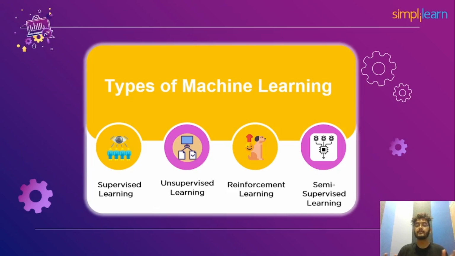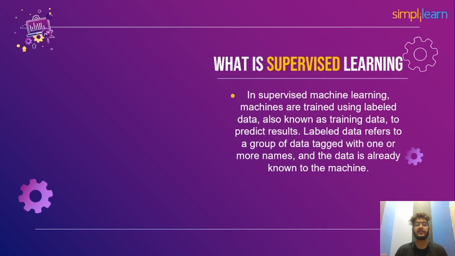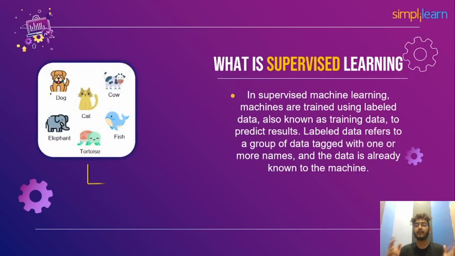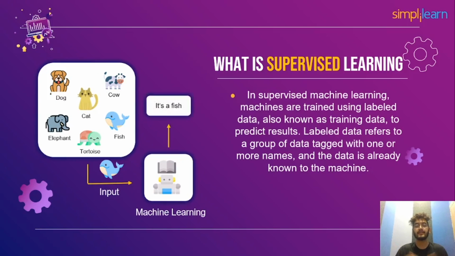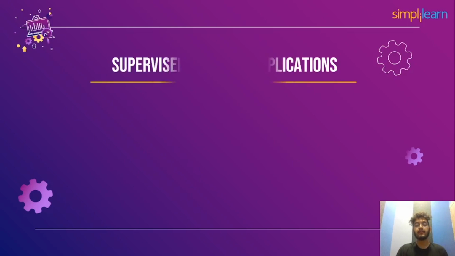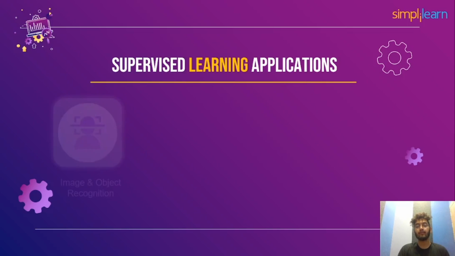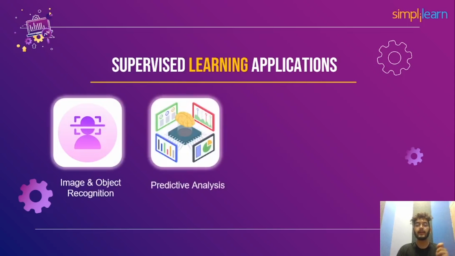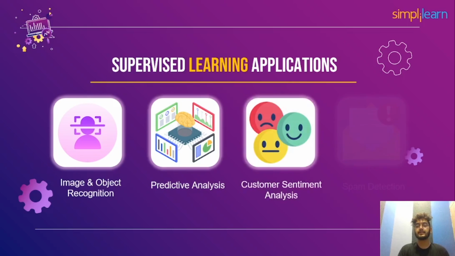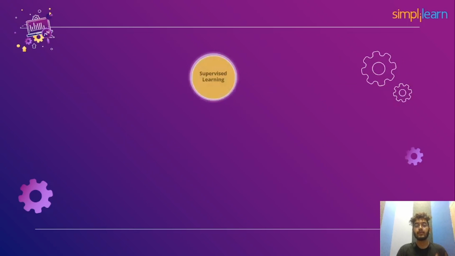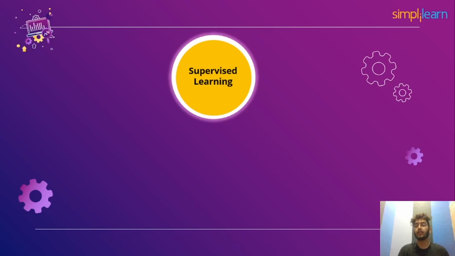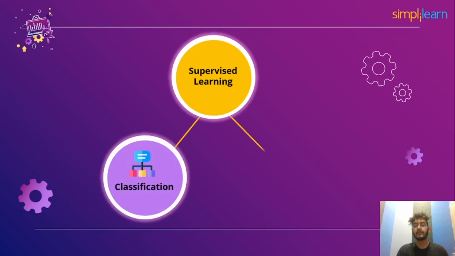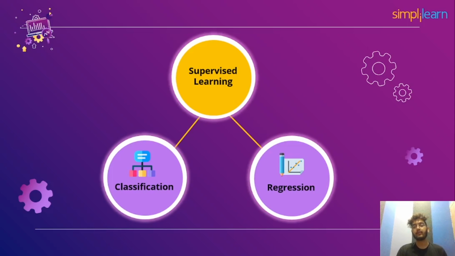After understanding what is machine learning and its types, let's understand what is supervised machine learning. In supervised machine learning, machines are trained using labeled data, also known as training data, to predict results. Here, labeled data refers to a group of data tagged with one or more names, and the data is already known to the machine. In the real world, supervised machine learning can be used for image and object recognition, predictive analytics, customer sentiment analysis, spam detection, and many more. Supervised machine learning can be further classified into two problems, which are classification and regression. Let's quickly understand them one by one.